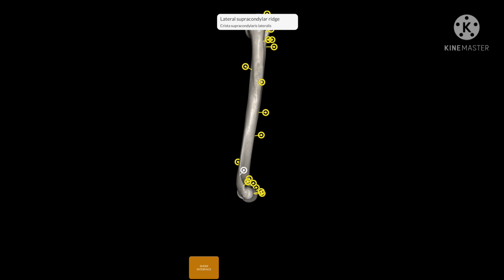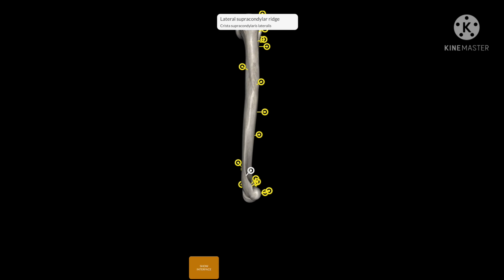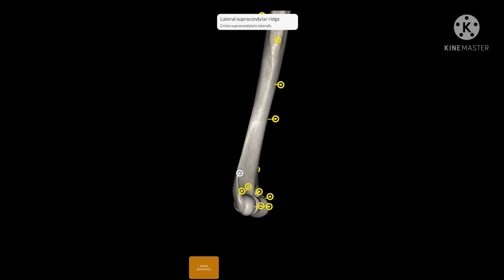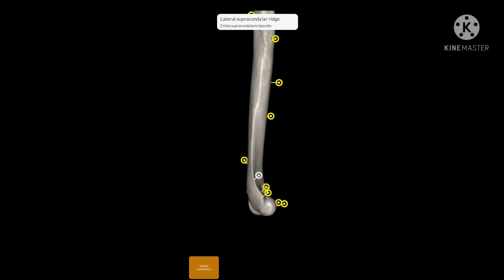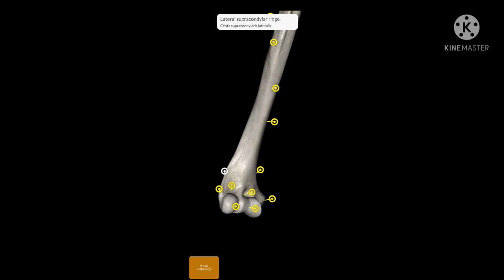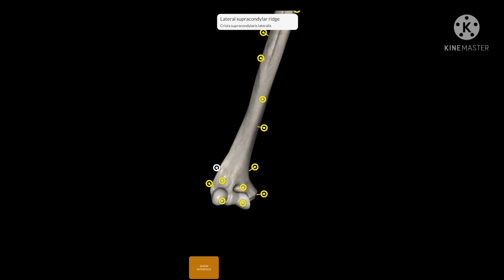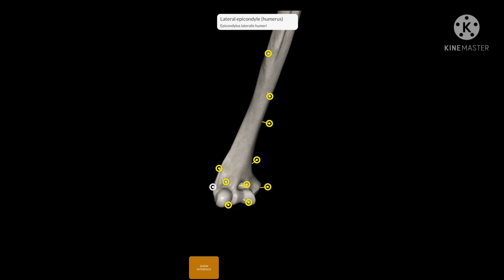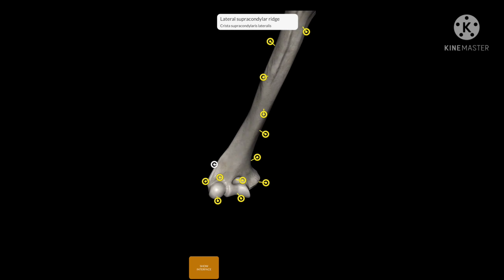And this is the lateral supracondylar ridge. As you can see, this portion is very thick and it is like a ridge, that's why it is called a ridge. As it is present on the lateral side, we call it lateral, and because it's above the condyle, we call it a supracondylar ridge. Whenever we study anatomy, we first look at the nomenclature. Lateral means it is present on the lateral side. Supra means above, above the condyle. So we call it the lateral supracondylar ridge.